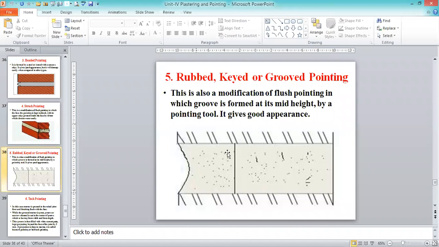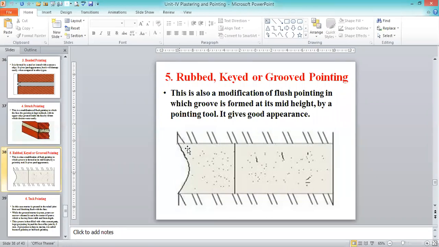Whatever type of pointing work we do, our main objective is that the joint has to be filled by the cement mortar, so that no water, moisture, or dust enters the masonry itself. That is the main objective of pointing, because all the joints are the weakest parts. To avoid that, we provide the pointing work and fill the joint.